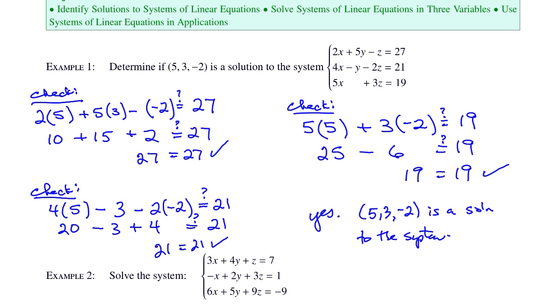So just remember, it has to work in all of them. If it fails to satisfy any of the equations, then it is not a solution to the system.